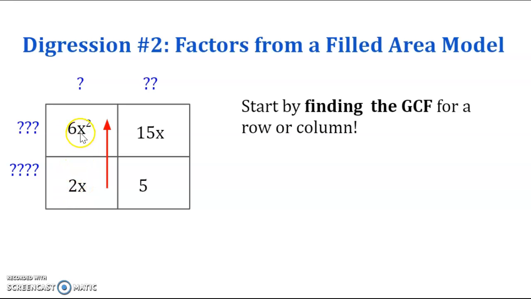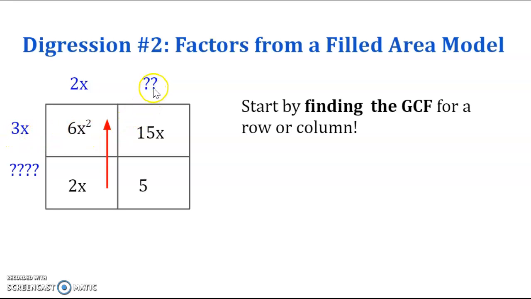6 and 2, they're both even, so that means I can take out 2. X squared and x: there's two x's being multiplied and one x being multiplied, so I can take out one of the x's, so I can put 2x right there. Then I can figure out what this question mark value should be. 2x times what is 6x squared? That has to be 3x, because 2x times 3x is 6x squared.